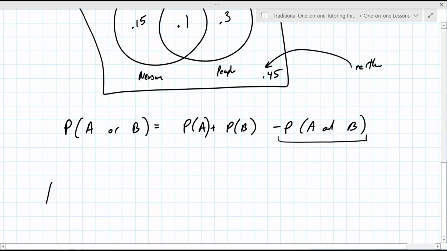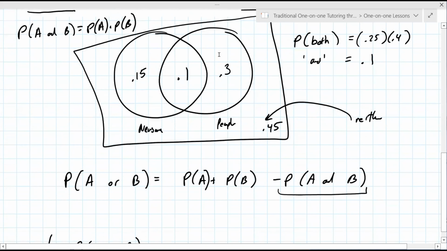What you want is 1 minus the probability of A or B, because 1 minus means everything except what's in the circles.